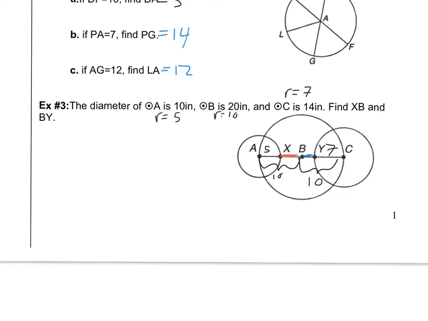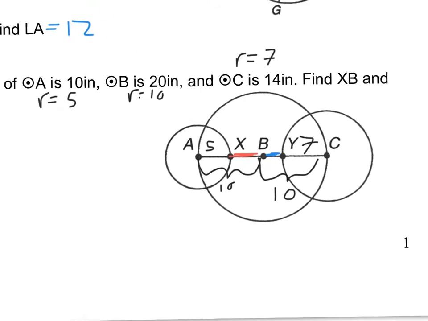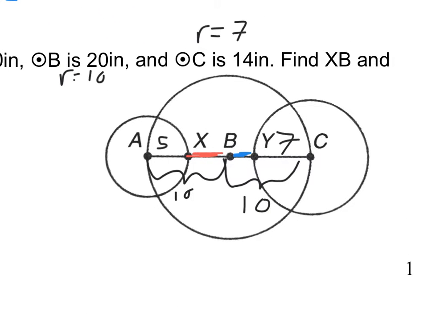Well, this makes it pretty easy to calculate the distance of XB and BY, because if this whole distance is 10 and this distance is 5, then this distance is 5. So we can say that XB is 5. If this whole distance is 10 and this distance is 7, then we know this distance has to be 3. So we could say BY is 3.